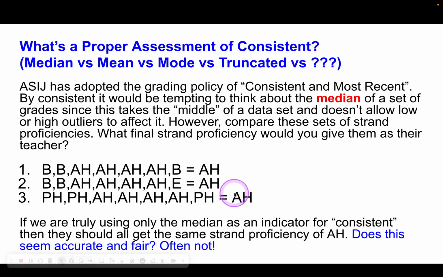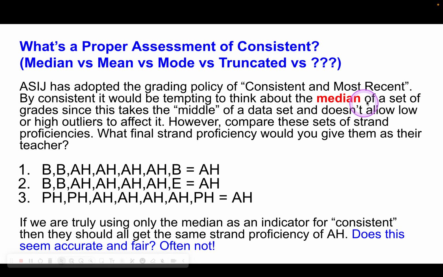This slide is talking about the median, and it's trying to show you why in certain situations the median is not a good indicator of who you are. So look at these grades listed out. I've got 3 examples here. The first one has a bunch of AH's, but it has a couple B's. The second one has some B's and an E. And the third one, even though they have AH's as well, has some extra PH's in there. So we have approaching highs and beginnings and exemplary and proficient highs.